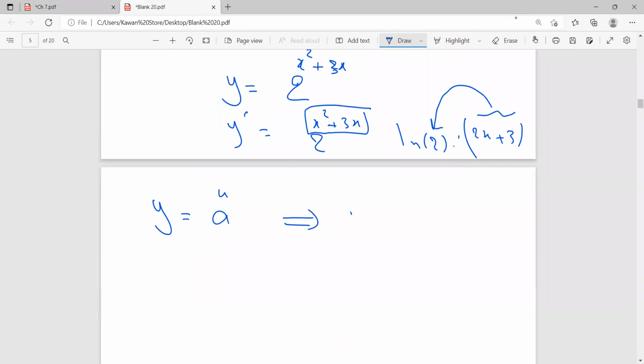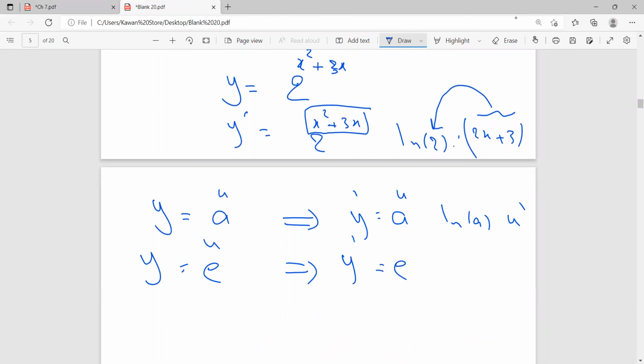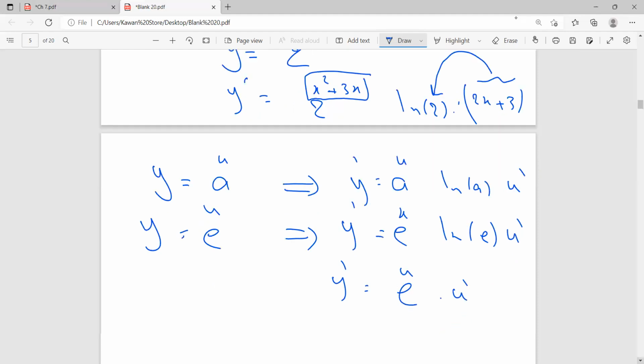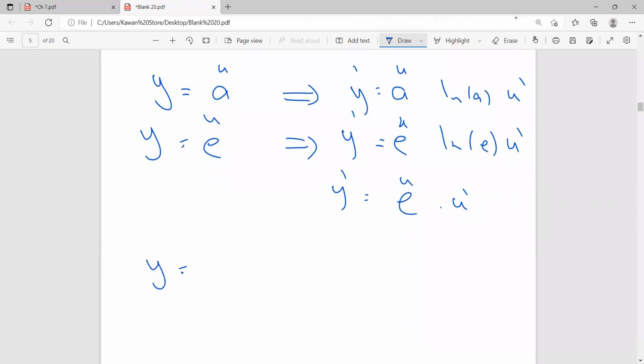Derivative will be what, as we said, itself, ln of the base, u prime. How about e? Look here, the same. Derivative is equal to itself, ln of the base, u prime. But you know ln of e equals 1. So directly you are going to write down like that: itself, u prime. Understood?